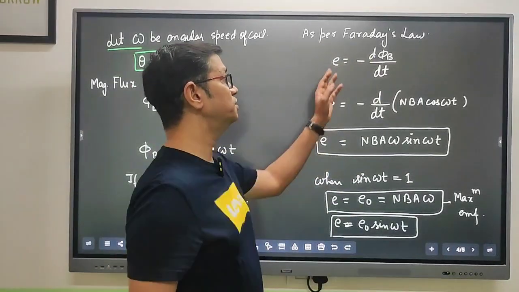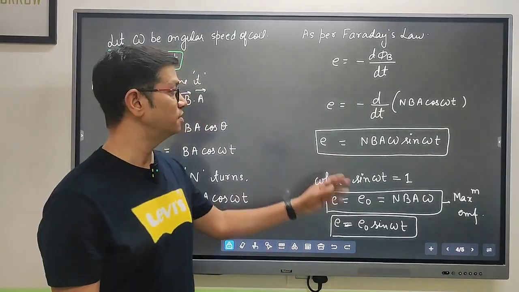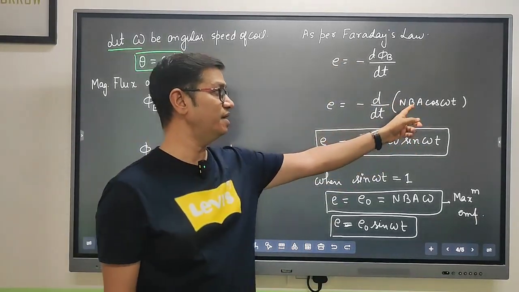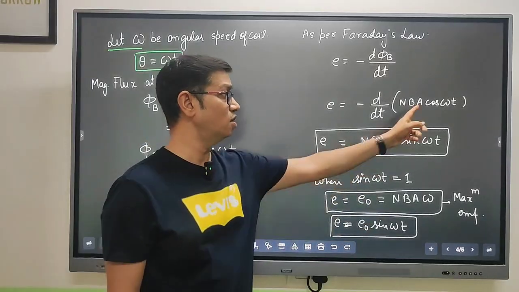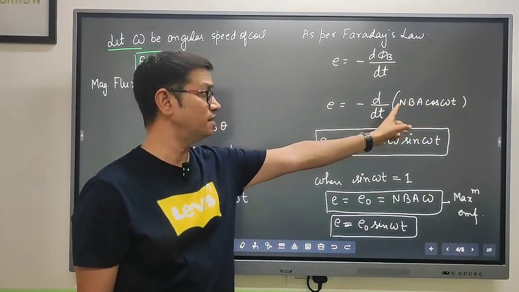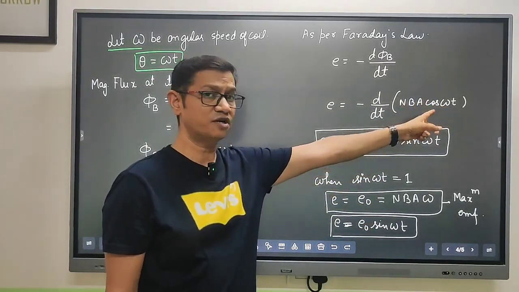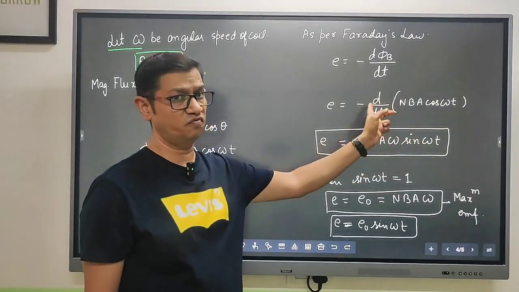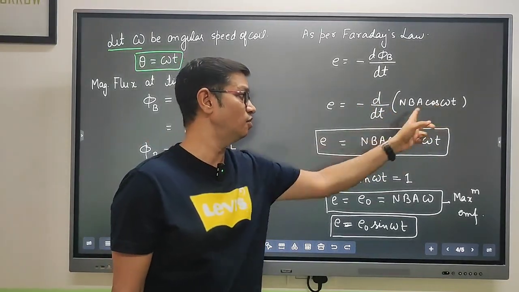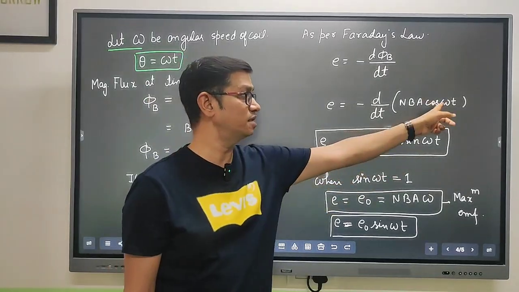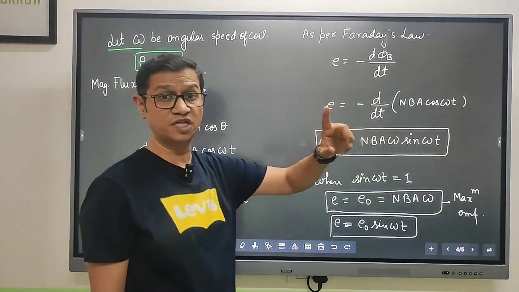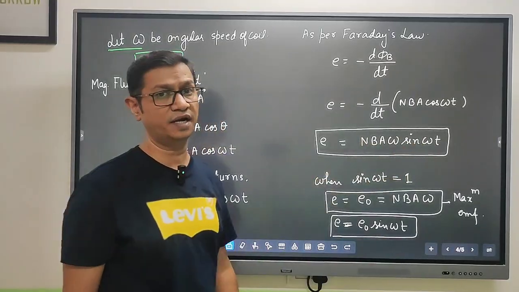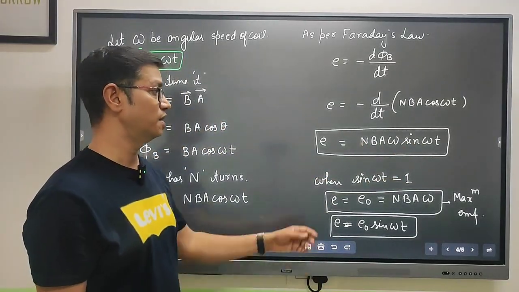As per Faraday's law, E is equal to minus d phi B by dt. So when you differentiate NBA cos omega t, NBA is constant, so that will come out, and omega is also a constant. When you differentiate cos omega t, it will be sin omega t with a minus sign, which will adjust this minus, and there will be omega as well coming out, right? Because this is an omega t thing, the differentiation is with respect to time. So I hope this is clear. So NBA omega sin omega t is our final expression.